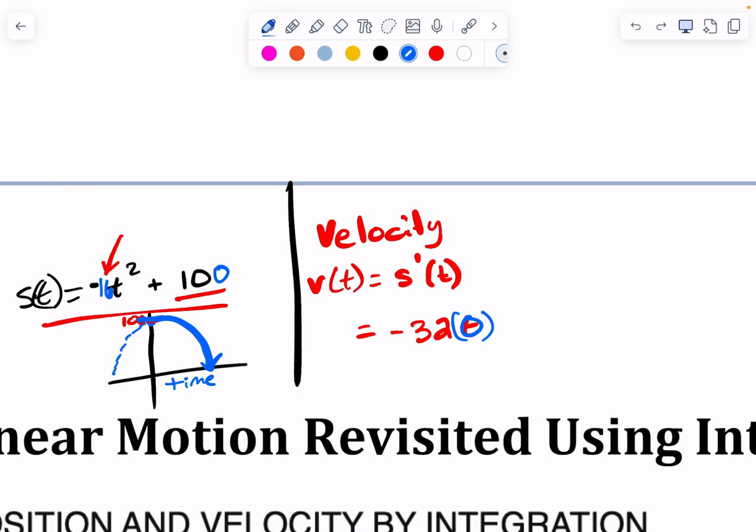Let's say 2 seconds into my travels, I'm going 64 feet per second toward the earth. That's what my velocity is. And I keep going faster and faster the longer I've been falling, because you start to accelerate. Does that make sense? This is the equation for velocity.